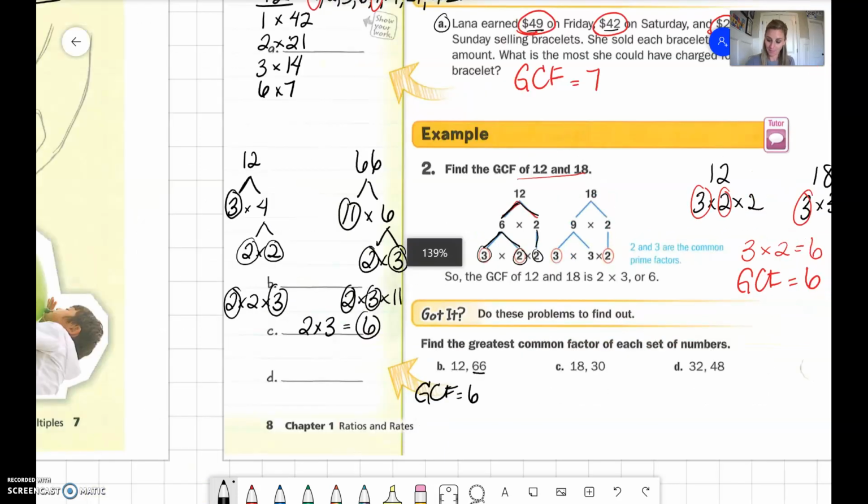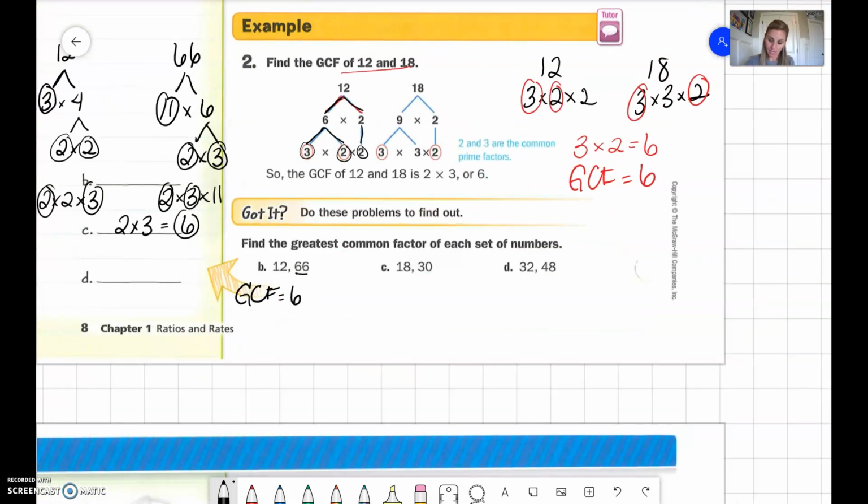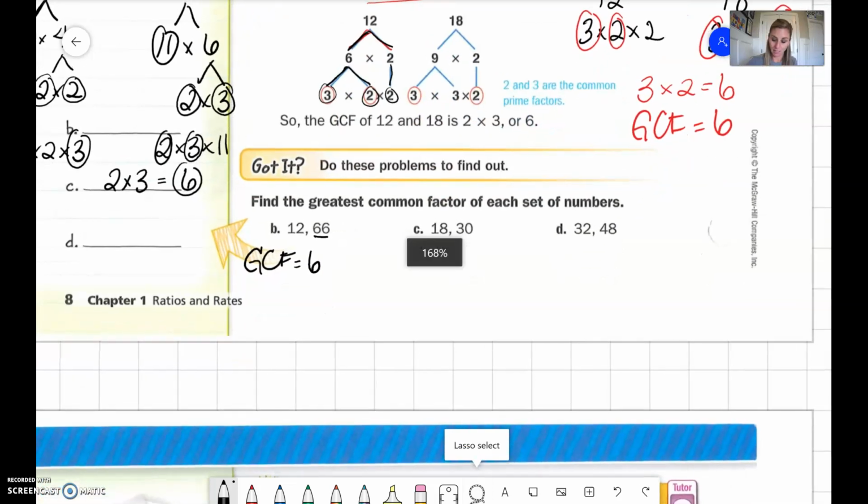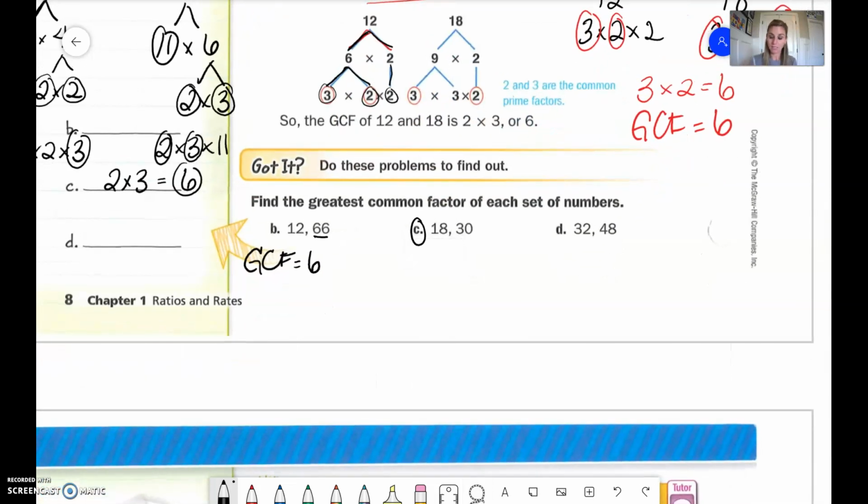Cool, right? Okay, so now let's move to this example on C. Instead of doing prime factorization, we're just going to list out the factors. So 18. 1 times 18, 2 times 9, 3, nope, 4, nope, 5, nope, 6, oh, 3, I'm sorry, yes, 3 and 6, yeah, 3 and 6.